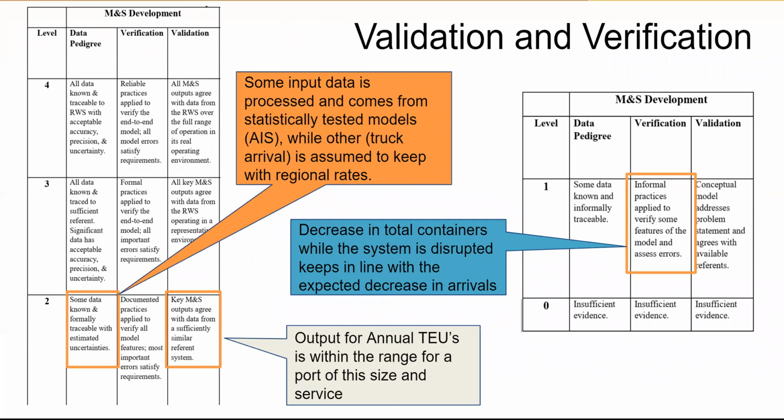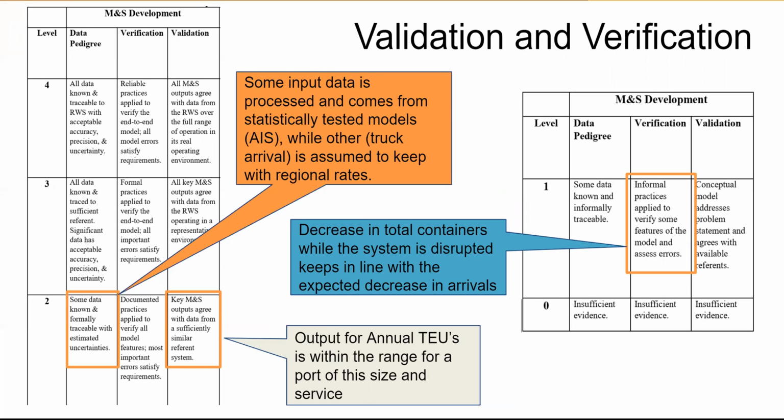The NASA validation and verification criteria was used to assess our model development. The data pedigree has a level 2, as some of the input data is specific to Port Arthur and has been subject to statistical testing, but some other, like trucks arrival rates and the specific crane service duration, had to be assumed. We assign a score of 1 for the verification, as the drop of containers entering the system while disrupted keeps in line with what you expect when having fewer vessels arrive. Finally, the validation level is classified as 2. The annual TEU is well within the range of a port of this size when compared to other providers in the region.